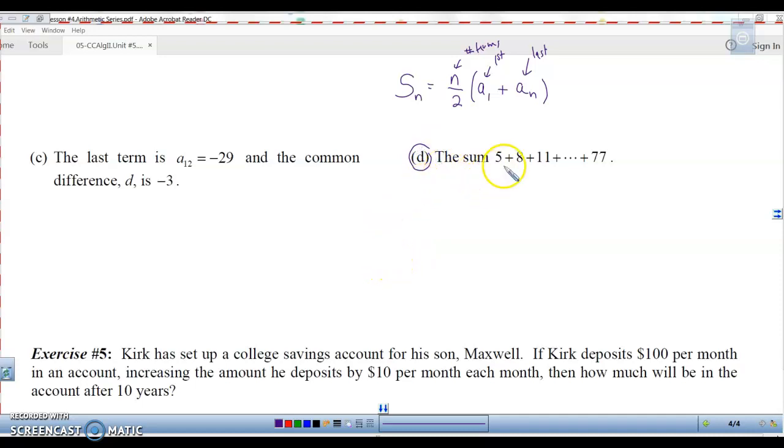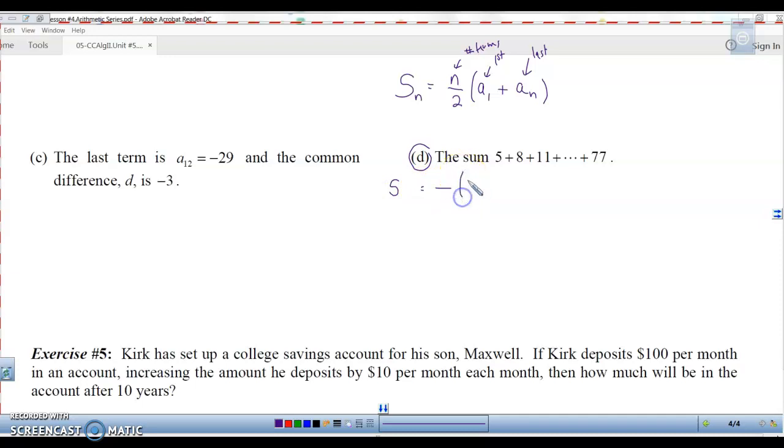All right, so the sum of 5 plus 8 plus 11 plus ... plus 77. Basically, if we were to add up the terms of the sequence from 5 to 77, what do we get? First of all, we need to know how many terms we're adding up together. So we need to know what n is for this problem. We don't know what the number of terms is going to be, and we need to know what n is.